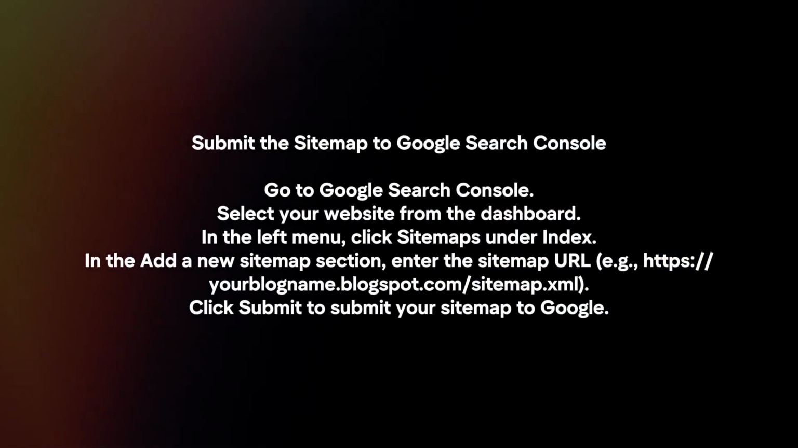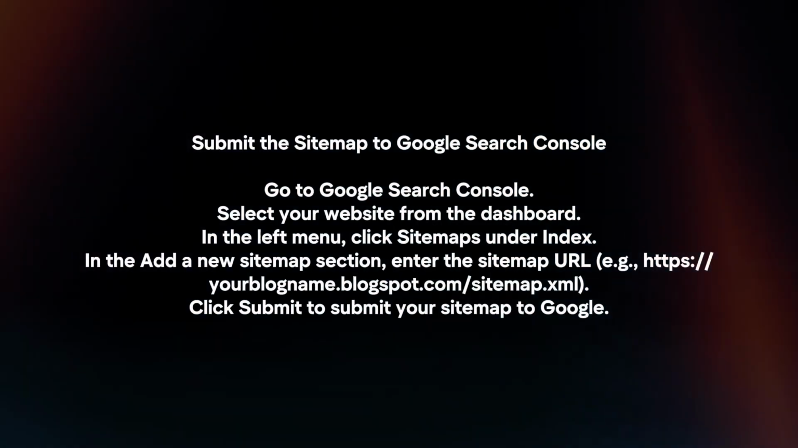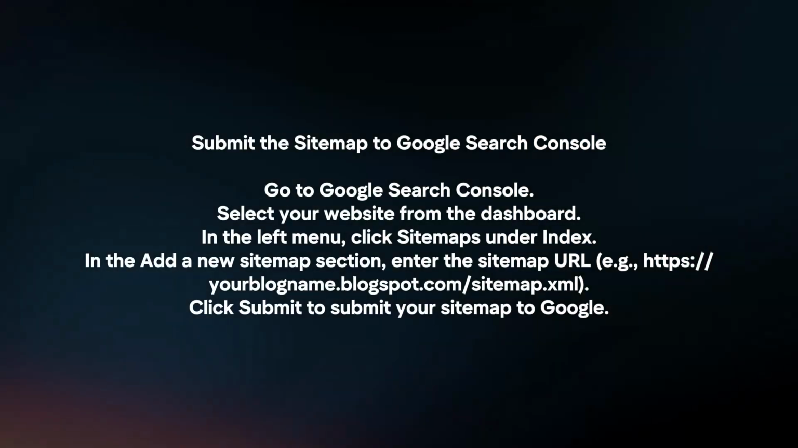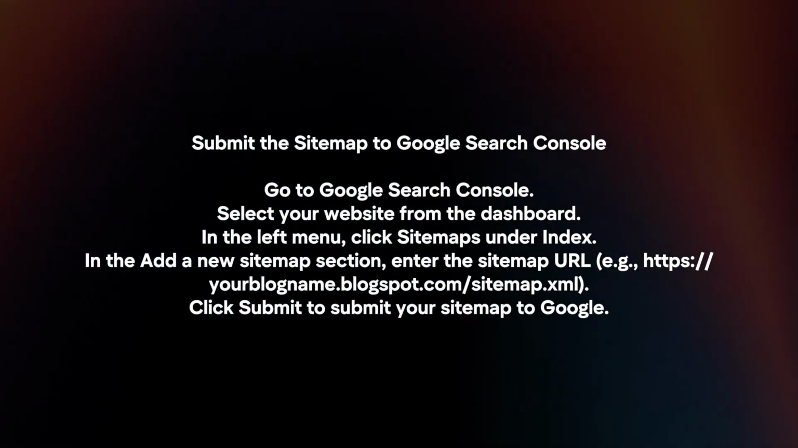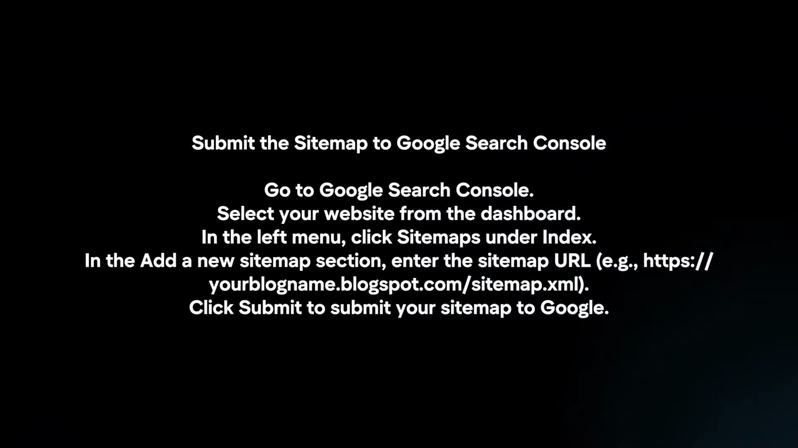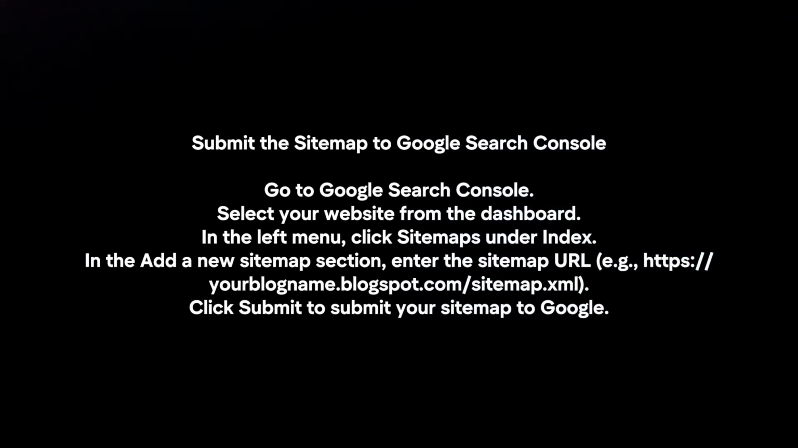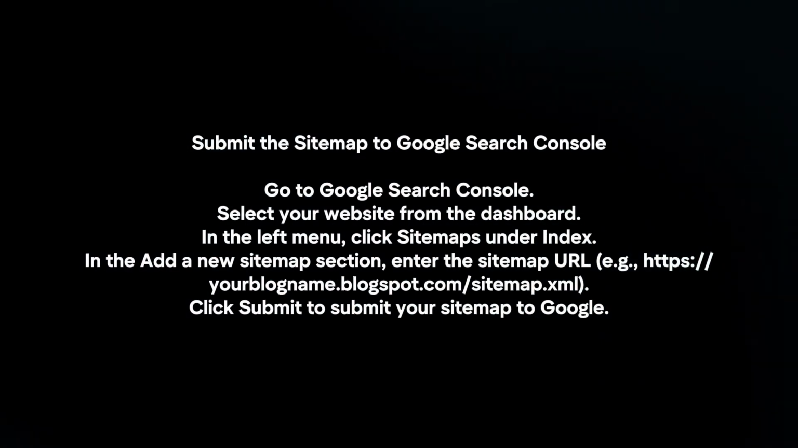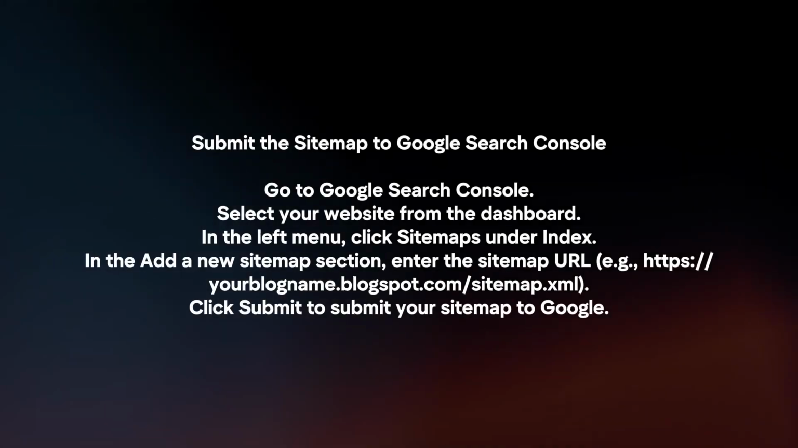Submit the sitemap to Google Search Console. Go to Google Search Console. Select your website from the dashboard. In the left menu, click Sitemaps under Index. In the Add a new sitemap section, enter the sitemap URL. Click Submit to submit your sitemap to Google.